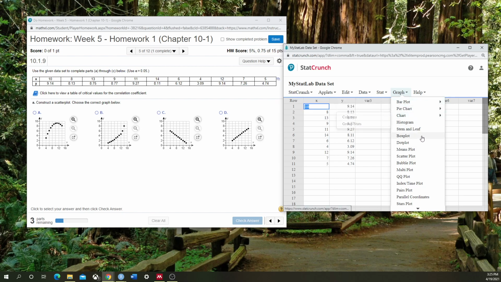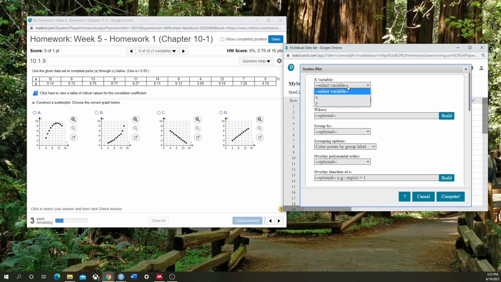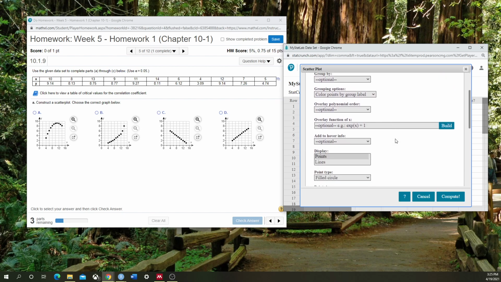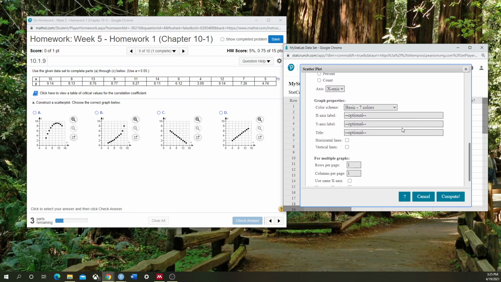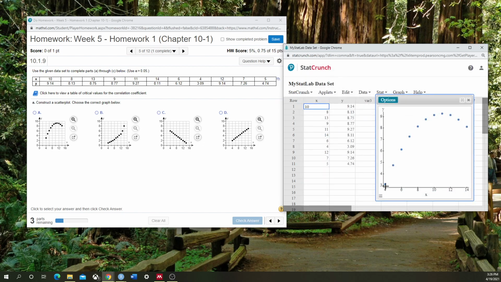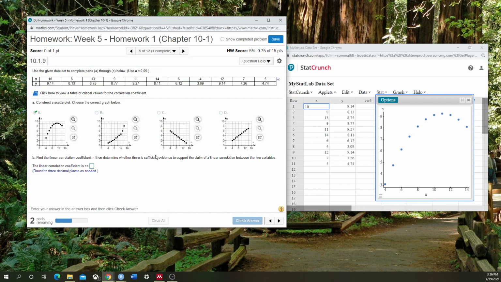But it is given different names. Yes, they call it scatter plot here too. So I'm going to make sure that x goes to x and y goes to y. I don't really need to worry about any of these other things here, as it's just plotting the data. I'm just going to compute, and I'm going to look for something that looks like this kind of curve that it has here, this one. Okay. Find the linear correlation coefficient r, then determine whether there is sufficient evidence to support the claim of a linear correlation between the 2 variables.